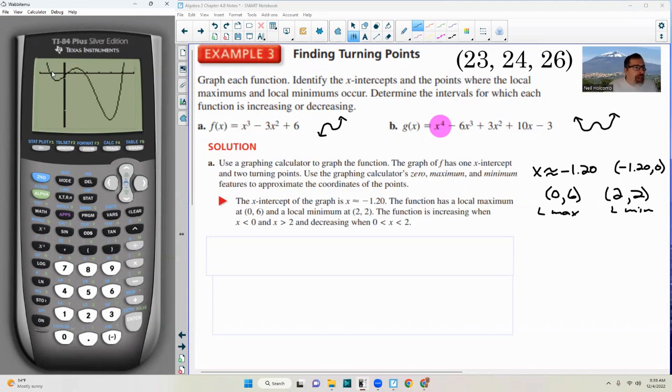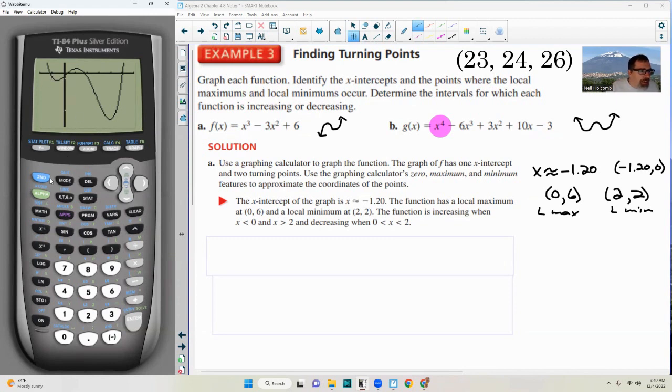So now I can see I have 1, 2, 3, 4 x-intercepts, which means I have 4 real solutions. And that's what I was looking for, up to 4. And it does have 4. There's no imaginary solutions to this. Okay, so what are we asked to do? Determine the intervals for which each function is increasing or decreasing and find the local maximums and minimums. Identify the x-intercepts. So it's going to take a little while.